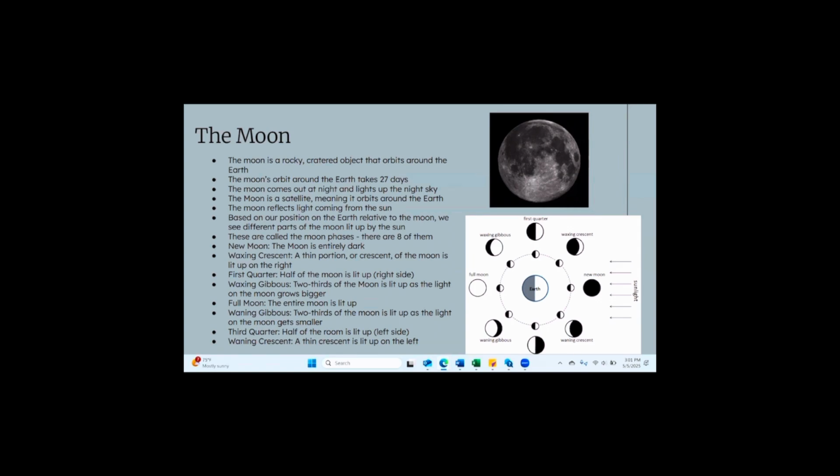So it starts with the new moon where it is entirely dark, and then it starts on the right side of the moon, and there's a little crescent, and then it's halfway lit up, and 2/3 of the way lit up, and then fully lit up, and that is a full moon. And then it goes the other direction and gets smaller on the left side. So it's about 2/3 of the moon lit up, then half, and then a thin little crescent.